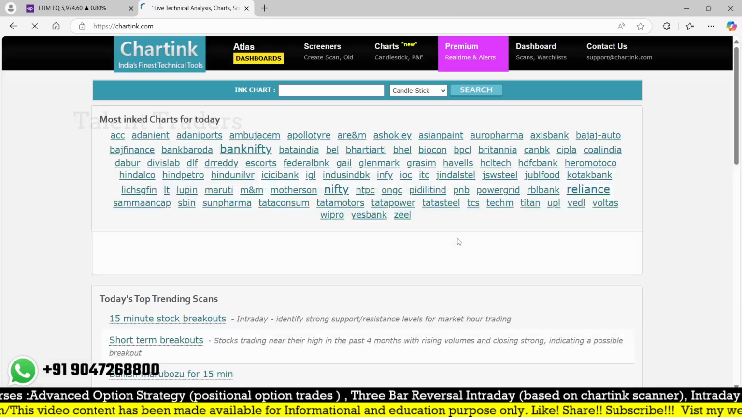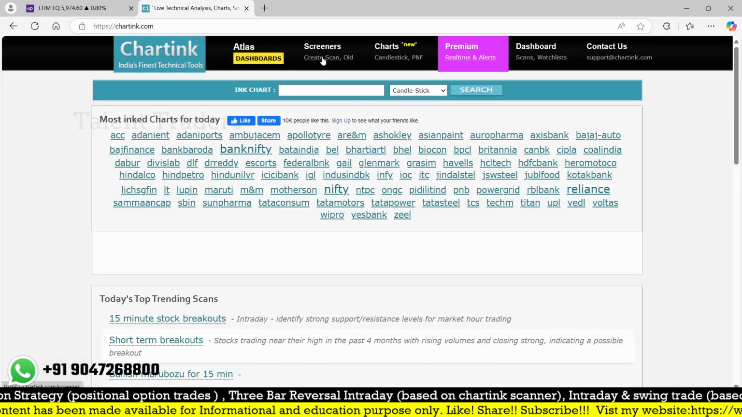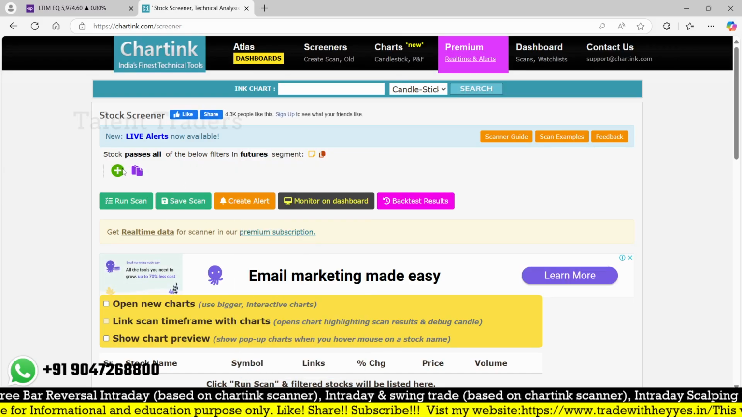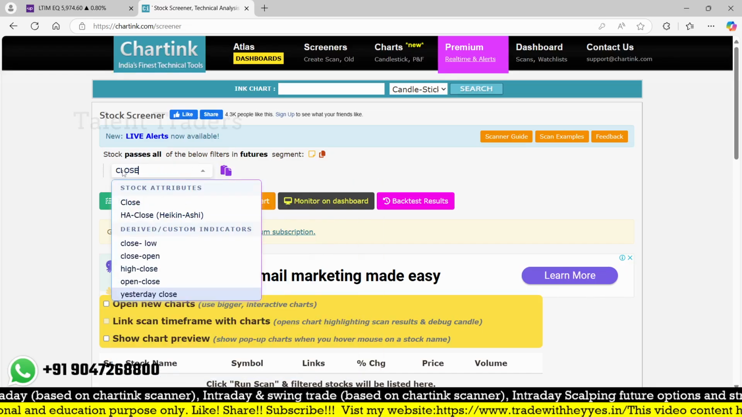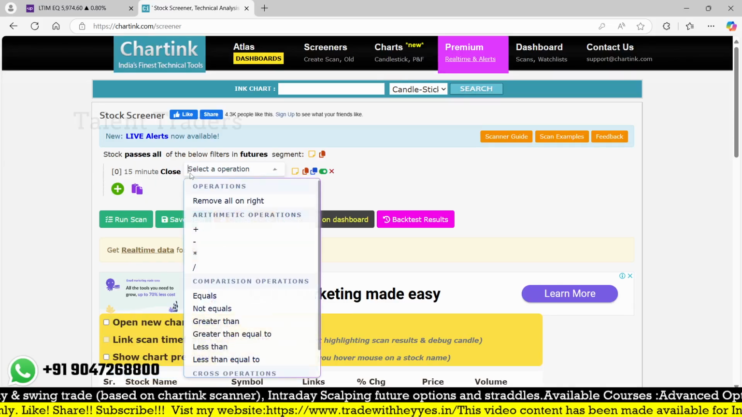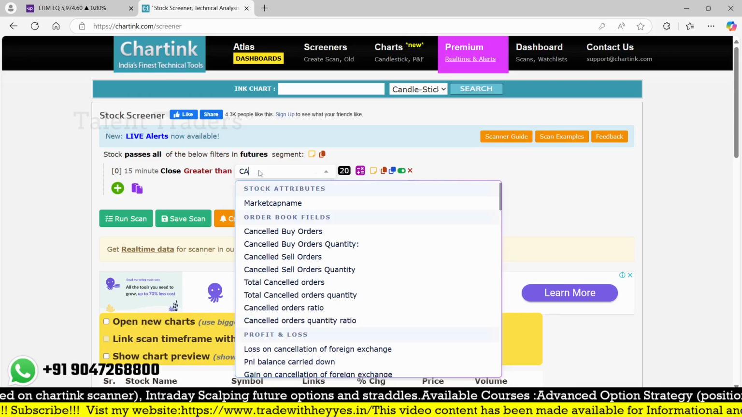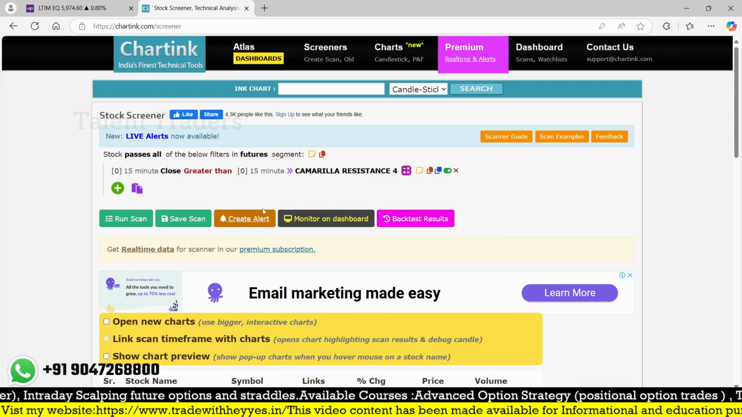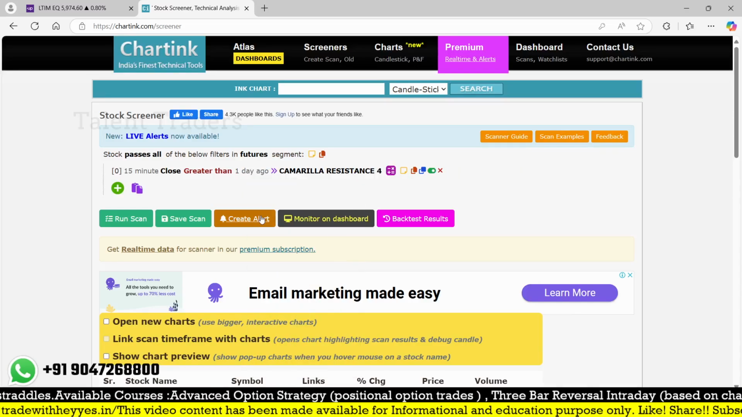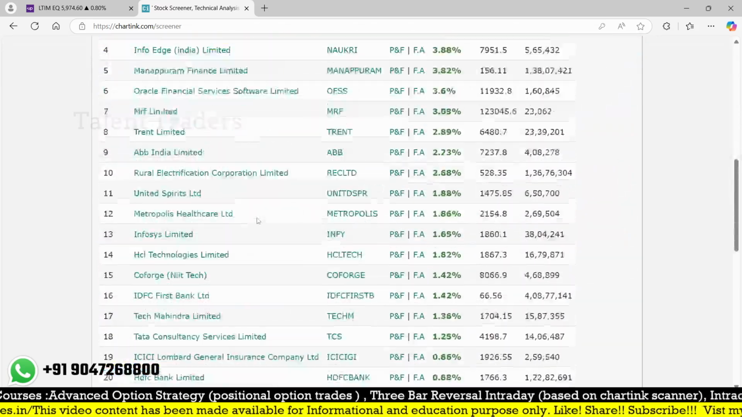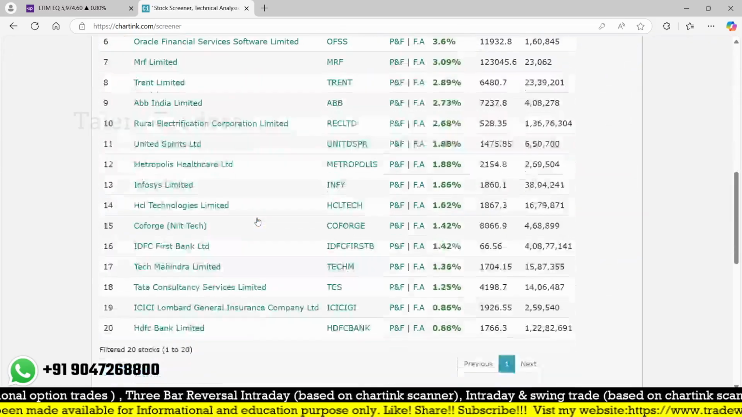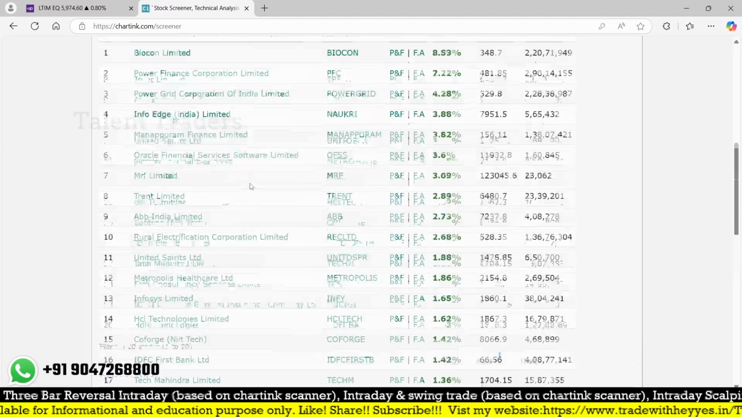So the first thing we are going to create is in charting, and it will be available in our premium group. Let me do this with the futures and options group, and I'm just going to use the closing price on a 15 minutes time frame. It must be greater than the Camarilla R4 level. The R4 level is more powerful and gives you the breakout level. So the stocks that are breaking the R4 level, or are greater than the R4 level, are almost 20 stocks at this moment.